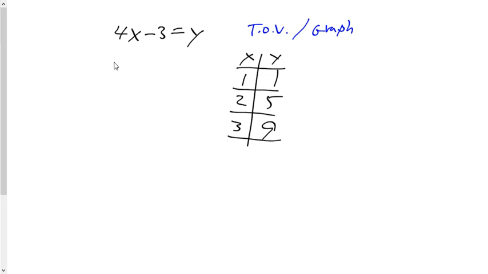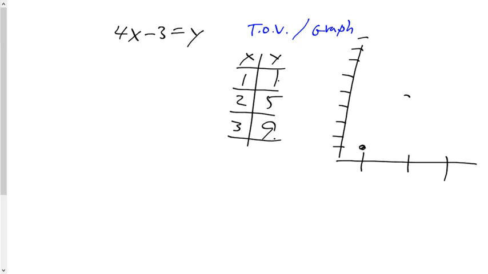Once you have that, to graph it, piece of cake, same as we just did in the last question, 1, 2, 3. Here I start at 1, go up to 9, so I'm going to use 9 lines, 1, 2, 3, 4, 5, 6, 7, 8, 9. 1, 1, 2, 5, 3, 9. Line.